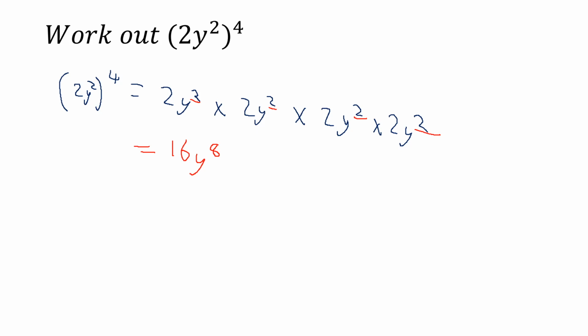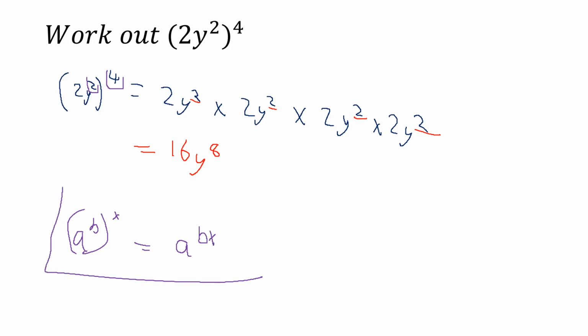Another thing is, notice here is a 2 and here is a 4, and it's equal to 8. So we're going to have to multiply them. Yeah? So if we have a to the power of b, all to the power of x, that's the same as a to the power of bx. Well, we just multiply them together. Here is another indice rule you might want to note down.